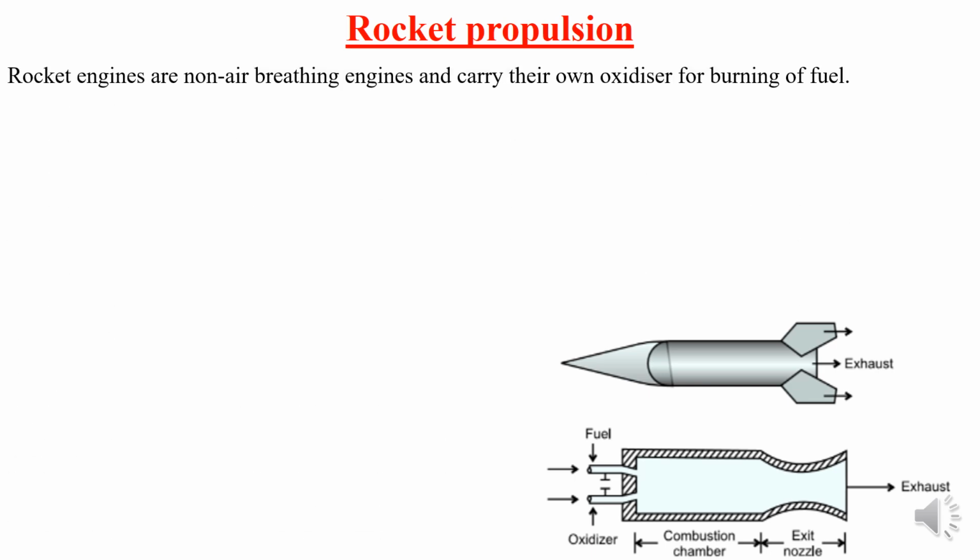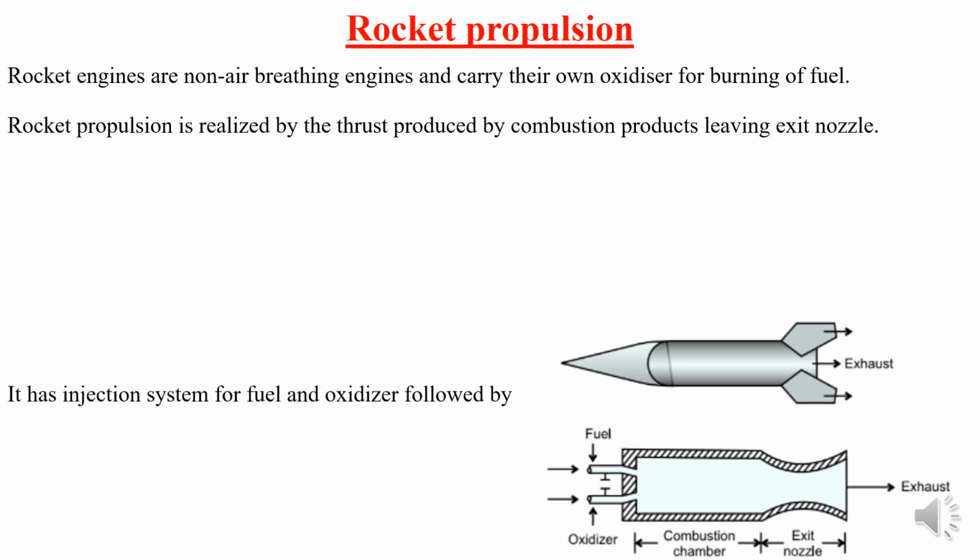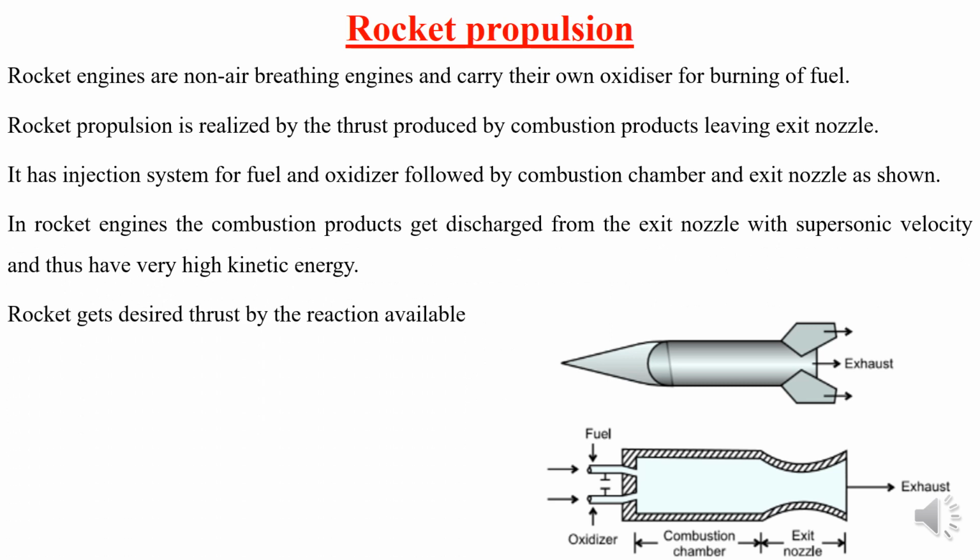Next, we will go for the principle of rocket propulsion system. Whenever you talk about the rocket propulsion system, it is a kind of non-air breathing type of engine, because it has its own oxygen fuel system. It carries its own oxidizer for burning of the fuel. The rocket propulsion system is realized by the thrust produced by the combustion products leaving the nozzle.